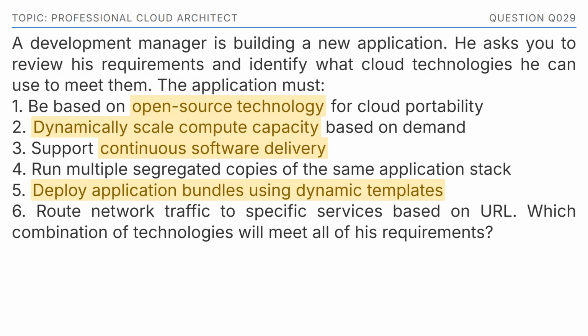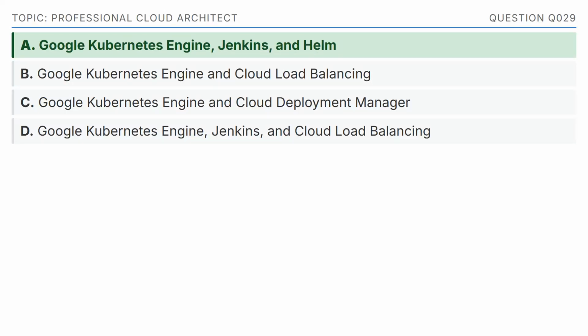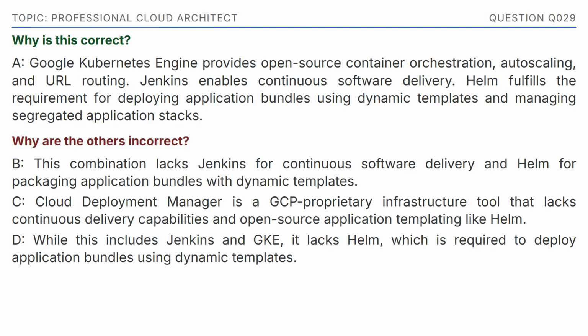To arrive at the correct answer, we focus on the keywords: open source technology, dynamically scale compute capacity, continuous software delivery, deploy application bundles using dynamic templates. The correct answer is option A, Google Kubernetes Engine, Jenkins, and Helm. Why is this correct?